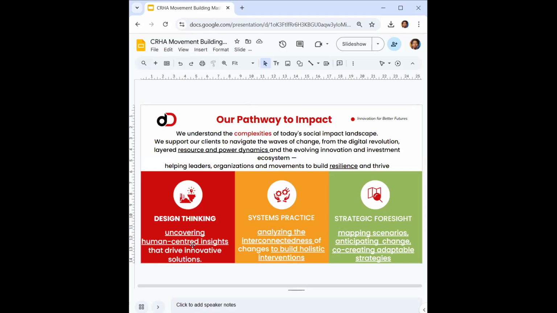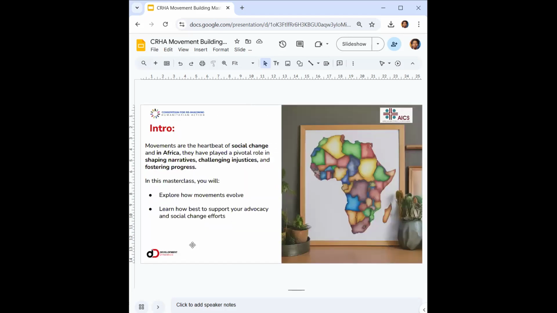And I believe I've mentioned that our pathway to impact is built on three things: design thinking to uncover the human-centered insights that drive innovative solutions, systems practice for analyzing the interconnectedness in our lives and in our daily happenings, and finally strategic foresight for mapping scenarios, just to be able to anticipate what that change might be and adapt to it in our current strategy. And with that being said, I'd like to officially begin.